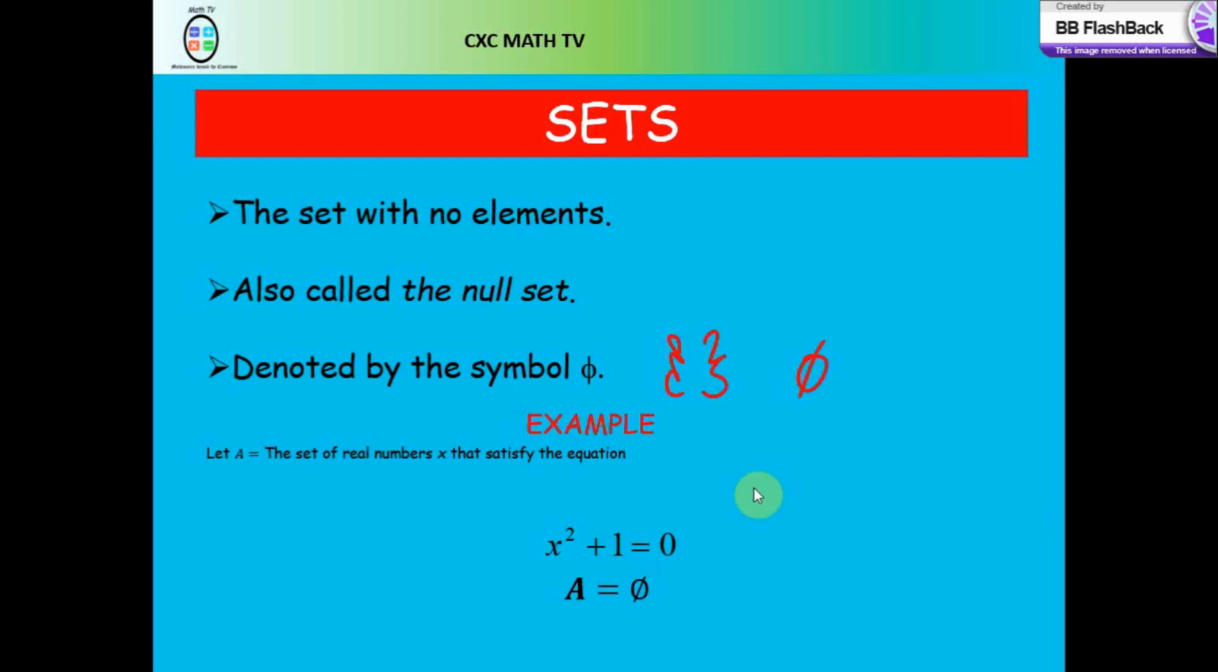Another example. Maybe I could tell you that we want to find even numbers that are also prime numbers for all numbers greater than 100. Now, there would never be any even number that is also prime when the number is greater than 100. So in that case, it's also going to be a null set.